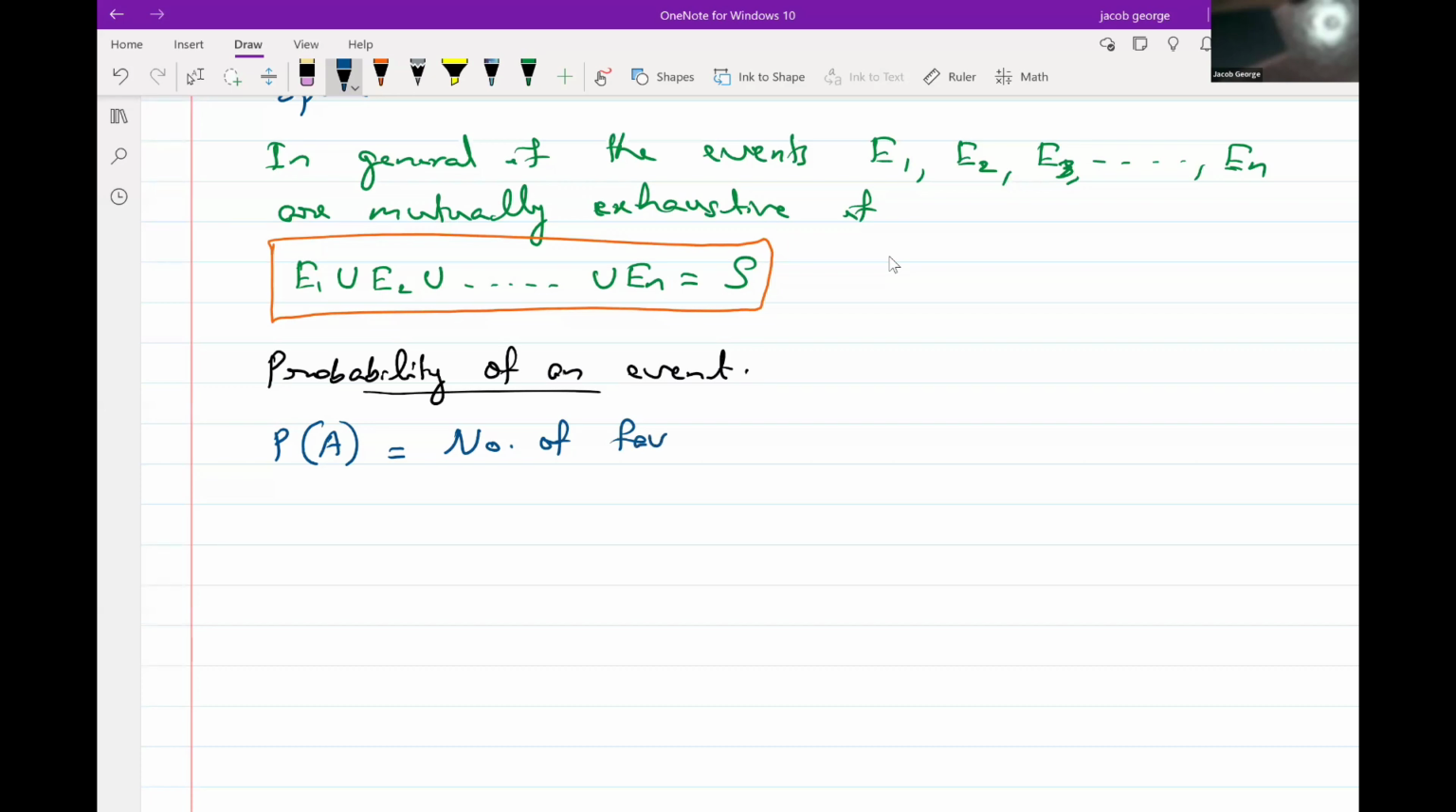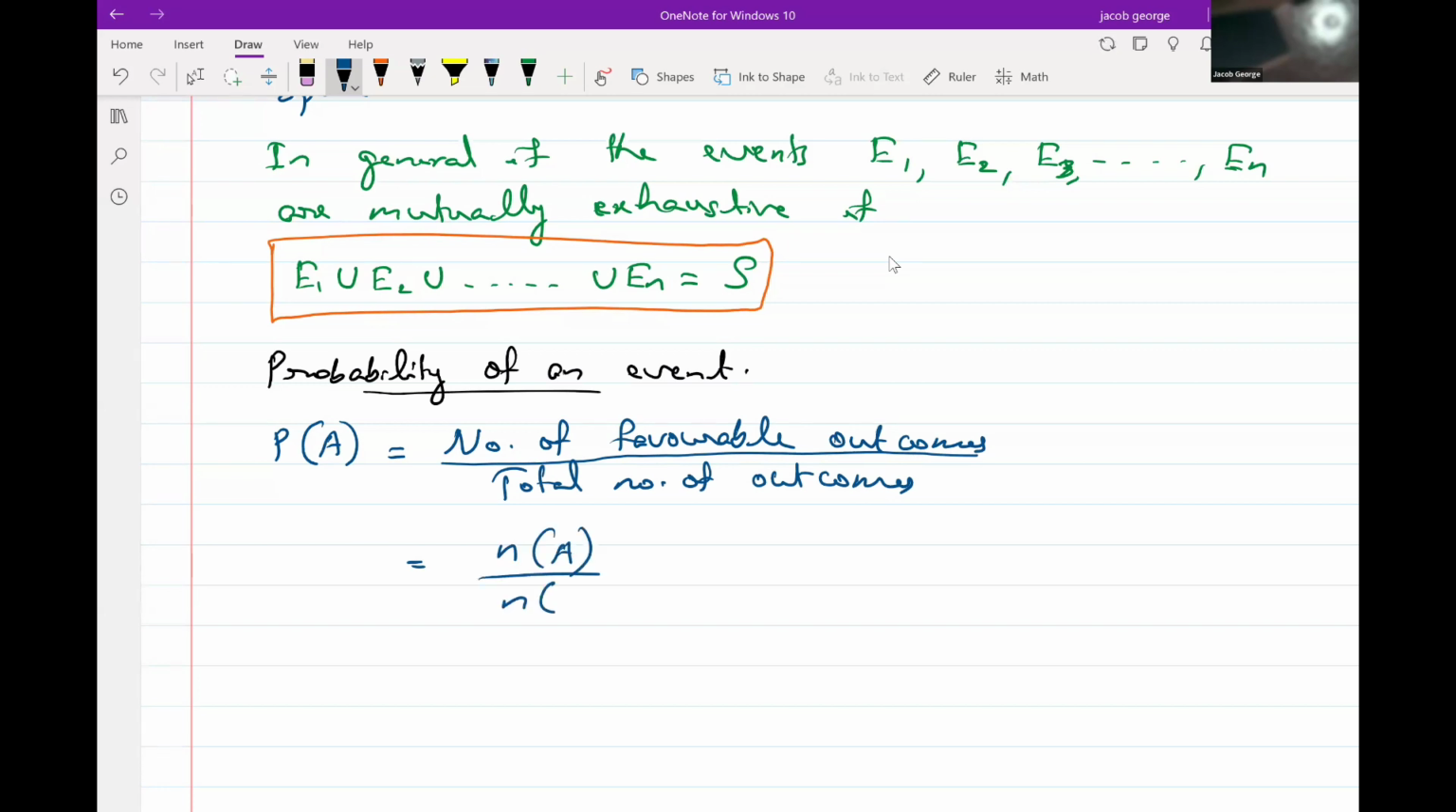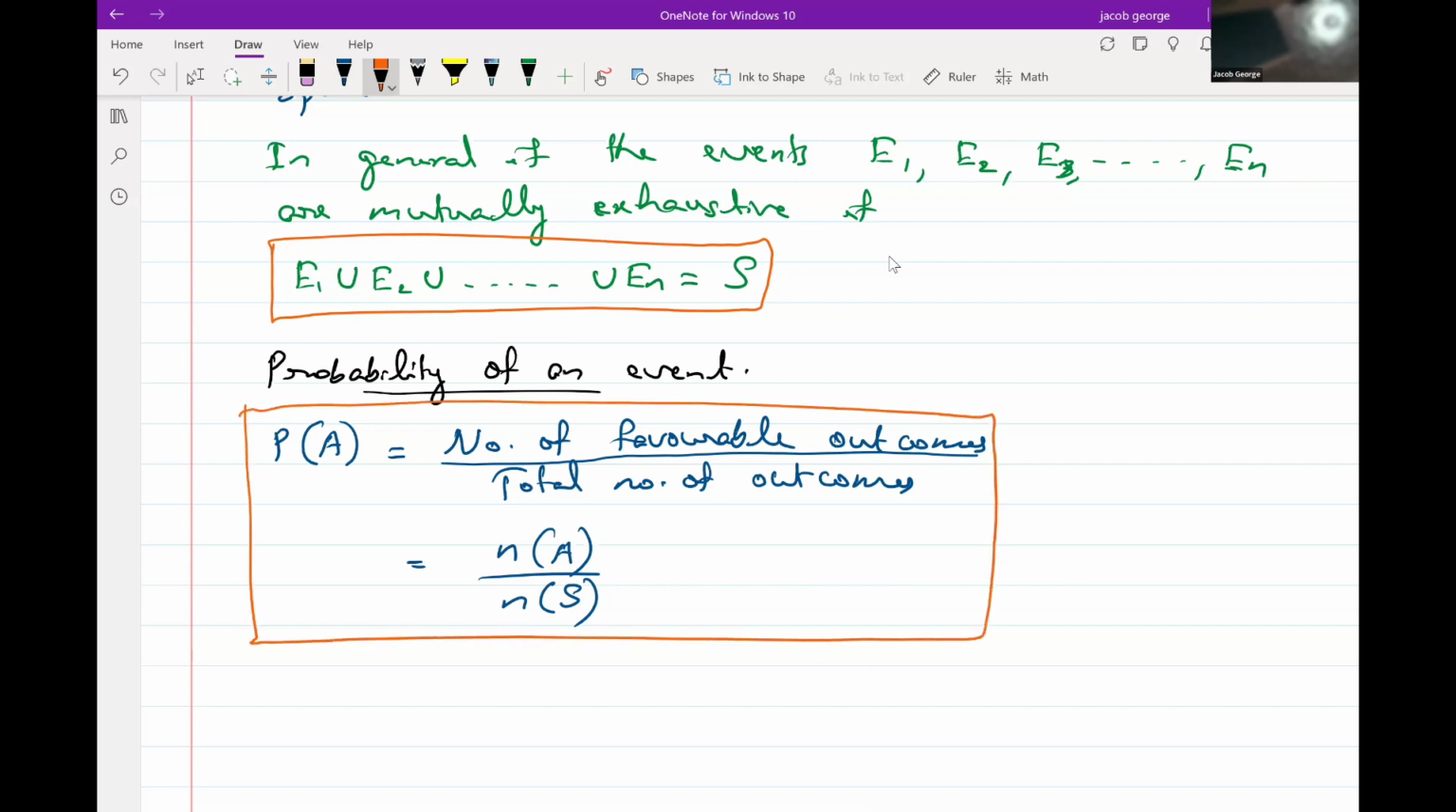Number of favorable outcomes by total number of outcomes. Or this is same as number of elements in A by number of elements in S. This is the definition, or the formula for finding probability. So this is n(A) by n(S). So probability is number of favorable outcomes by total number of outcomes.